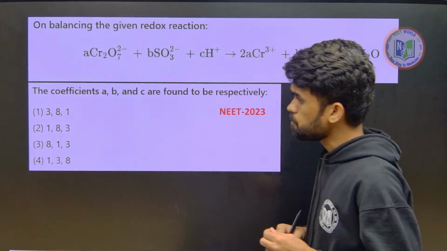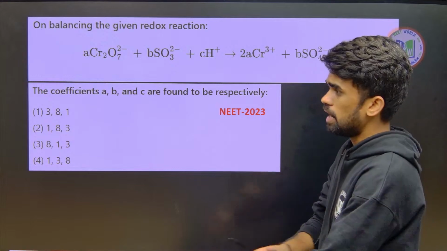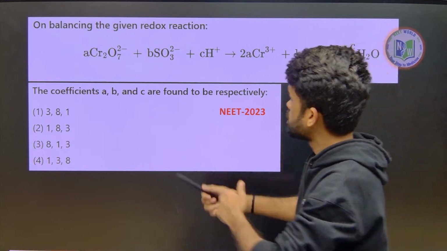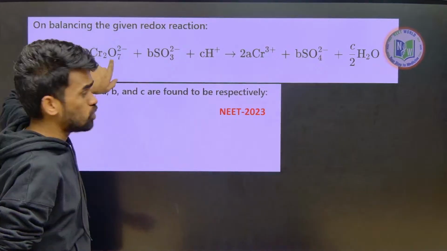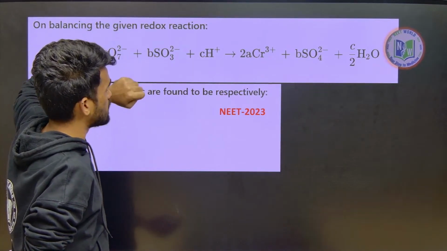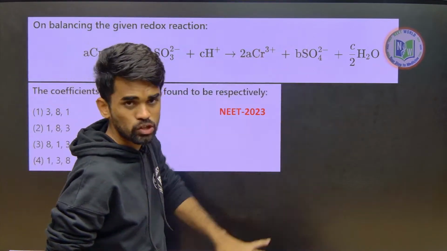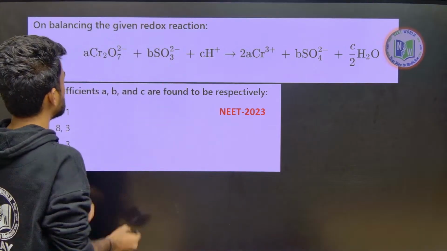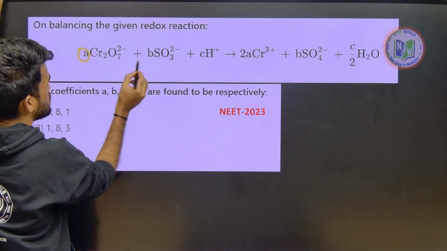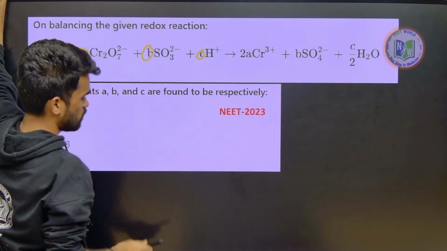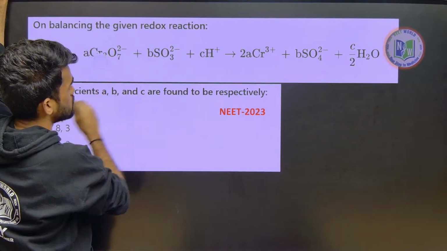Yeah, look, let us do it a little faster. See, dichromate is here, sulfite is here, H plus, and forming respective products. So how can we balance this? They are asking us these coefficients A, B, C, which we need to find. So how can we do this?